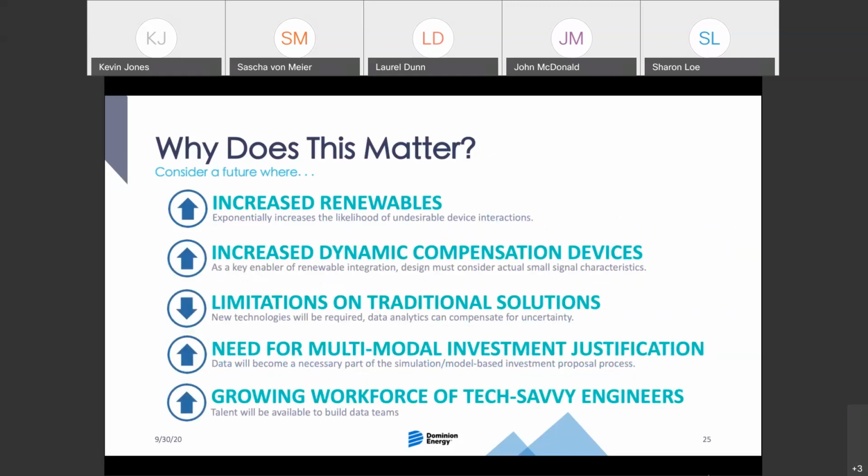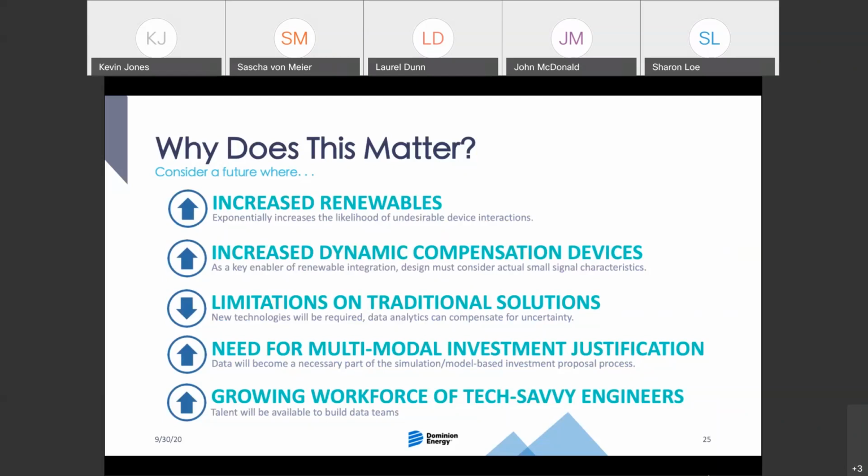Well, it really comes down to the elephant in the room, the one big transformation that everyone is trying to achieve in the current times and into the next few decades, and that's increased renewable penetration. And with increased renewable penetration comes the need for increased dynamic compensation devices, which is also challenged by a limitation of traditional solutions. So fewer wire solutions, more complex technological solutions, not just for cost, but for other drivers as well.